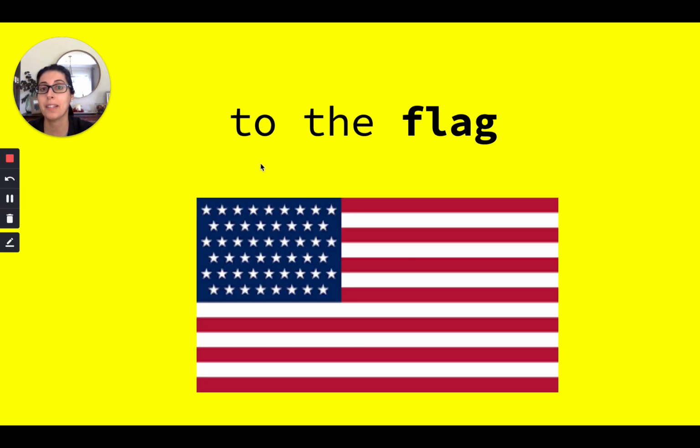Okay, this next part says, to the flag. Now you say it. To the flag. That's right. And as we already learned, the flag, the United States flag, is a symbol for the United States of America. So when we say, I pledge allegiance to the flag, it's as if we're saying, I promise to show love and loyalty to the United States of America.